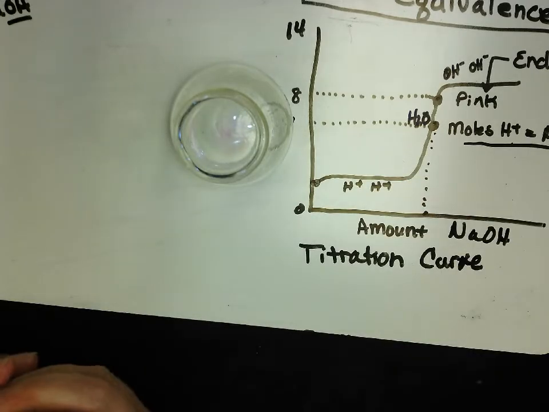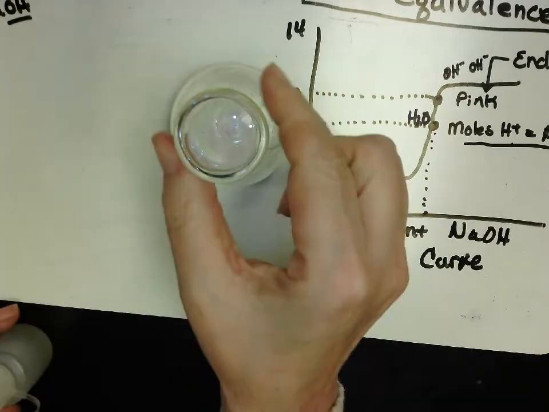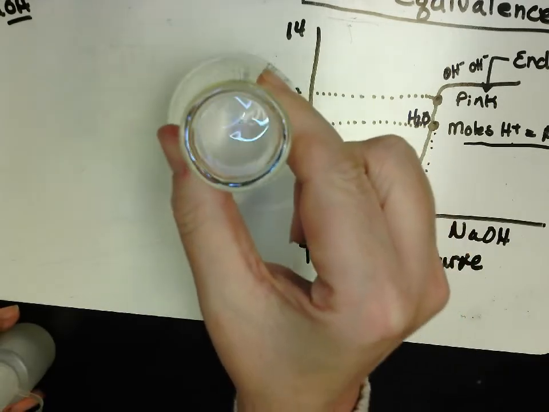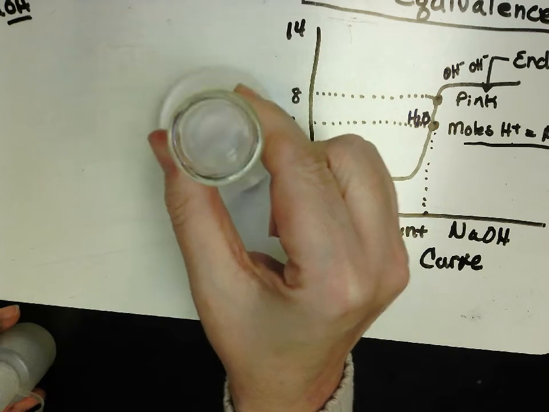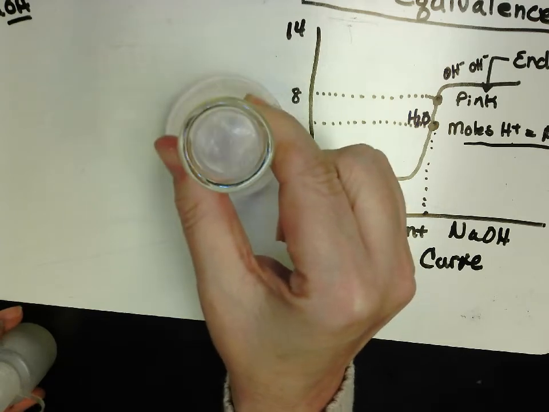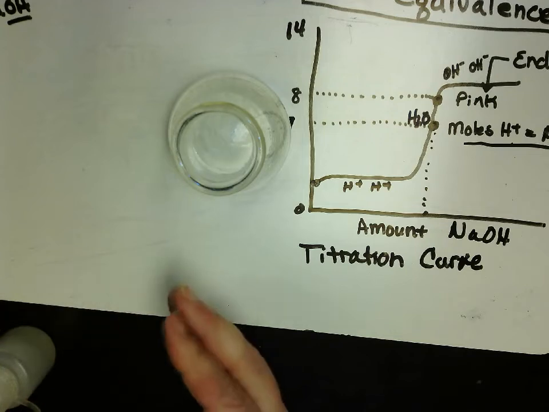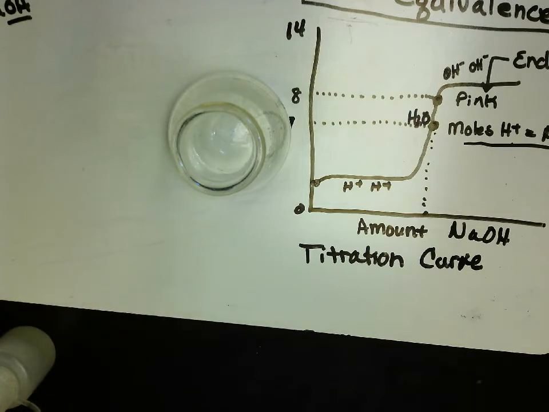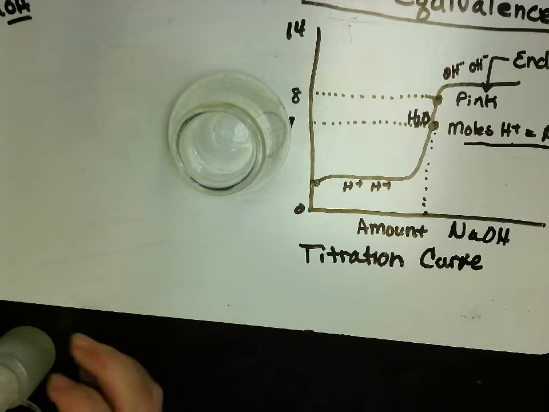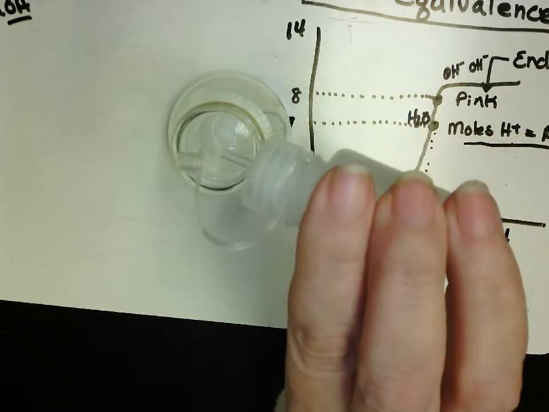Okay, there you can see that very faint pink color. It's pretty hard to see, and if I swirl it, it goes pink and then it goes clear again. That's because my OH⁻ was reacting with my H⁺. It got gobbled up, but there's still some H⁺ left. So I'm going to put in some more NaOH.